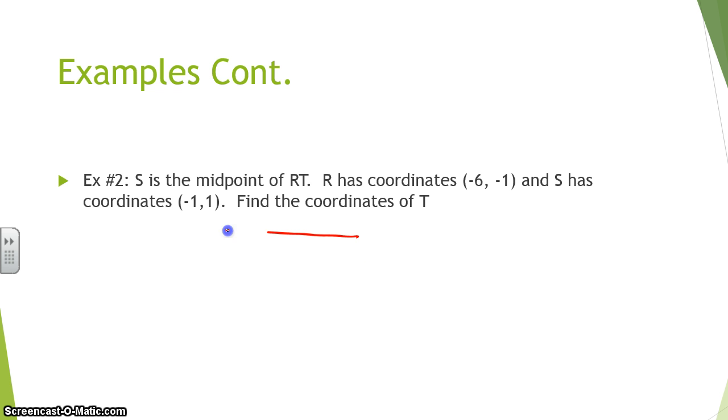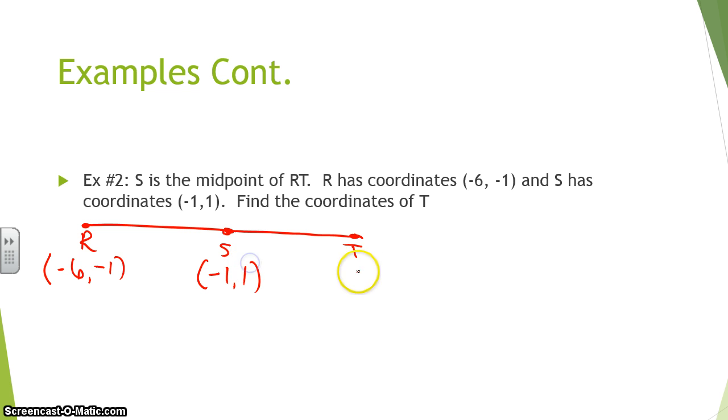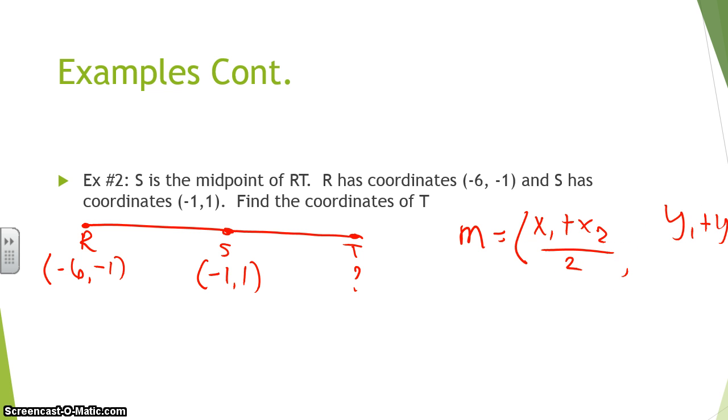So here we have R and T, and S is my midpoint. R has coordinates (-6, -1), and they're giving me S, the midpoint, as (-1, 1). So what we need to find here is T. We're going to use the midpoint formula, M equals (x1 plus x2 over 2, y1 plus y2 over 2), to help me solve this.